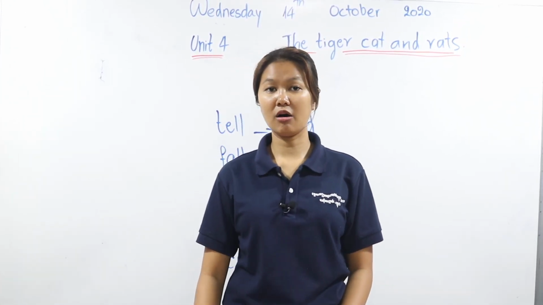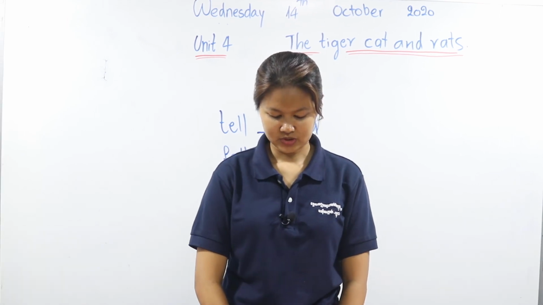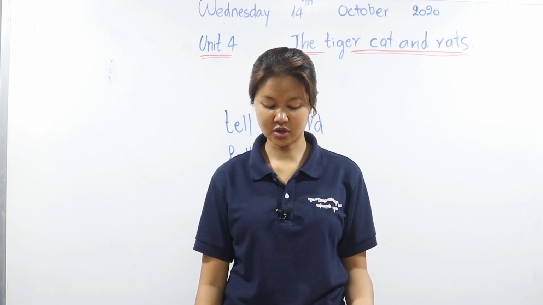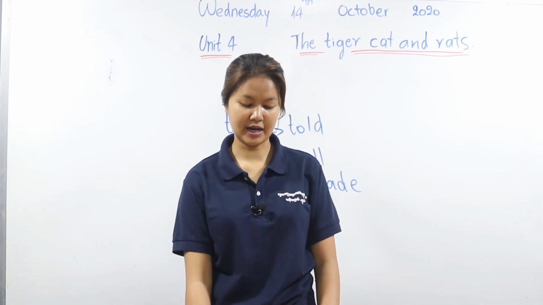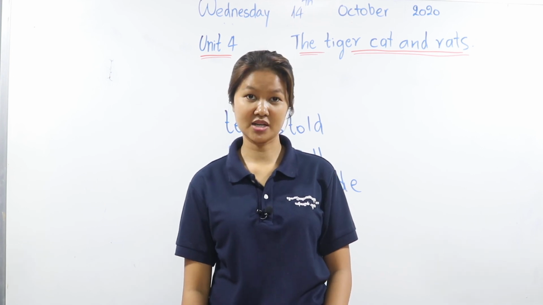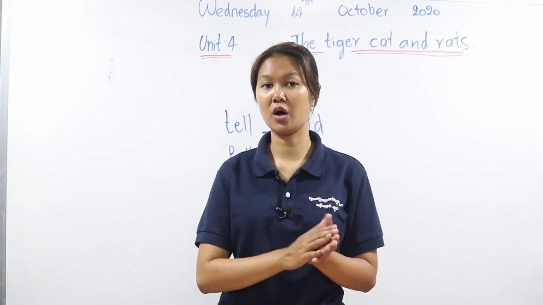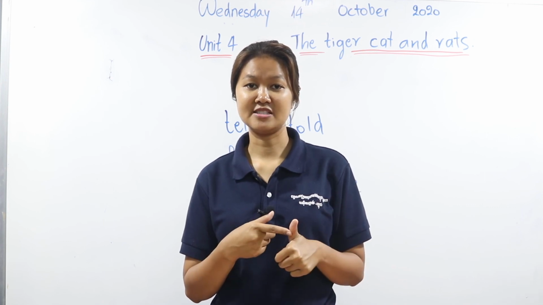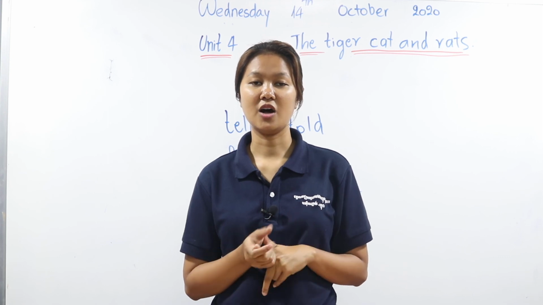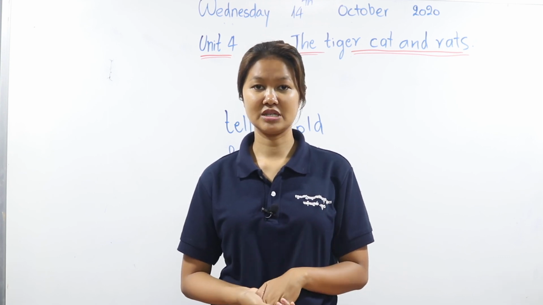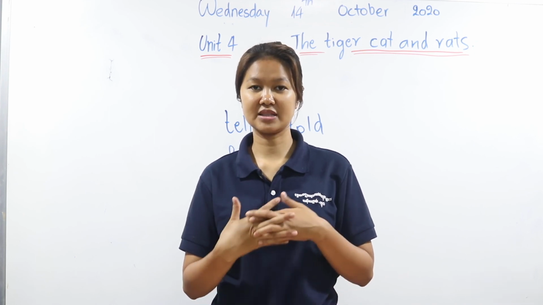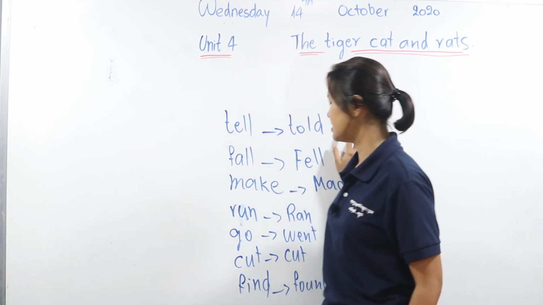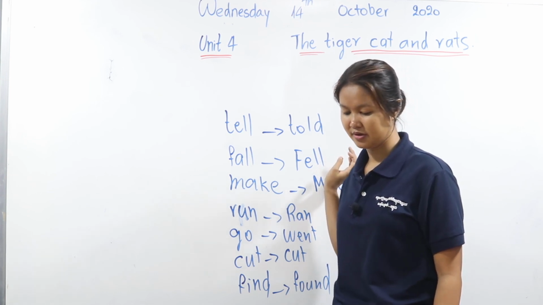Okay, so that's all for our lesson 4, and tomorrow we will study unit 5, the blackbird and the monkey. I hope you do all the questions, the assignment or homework that I gave you. Please answer the 4 questions, and also practice with your partner. If you don't have a partner, just practice by yourself. And don't forget to write this down in your notebook.